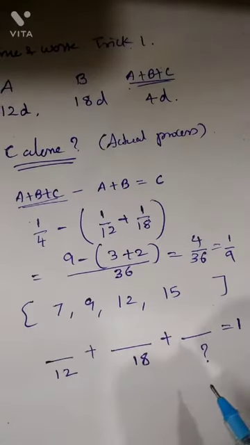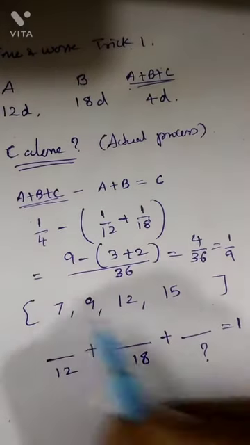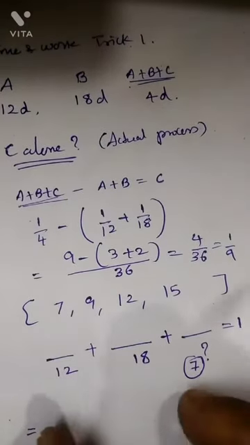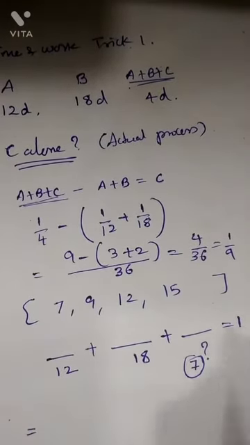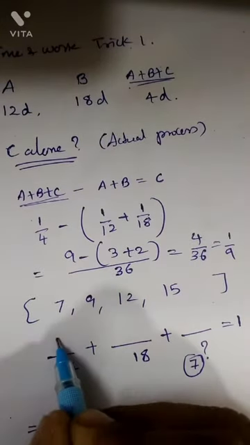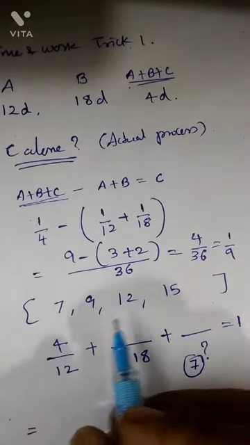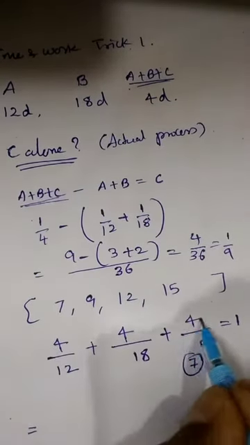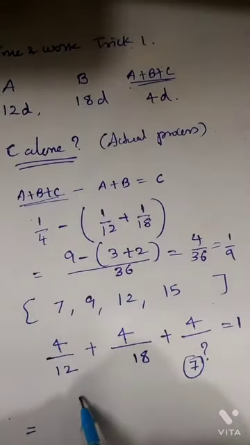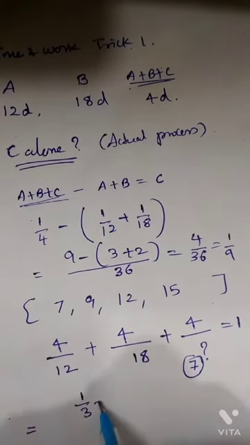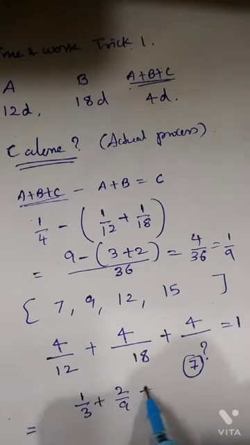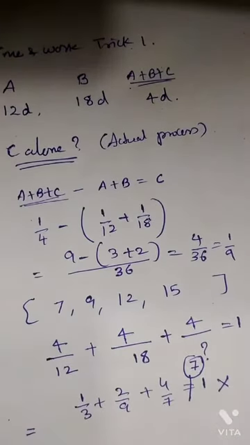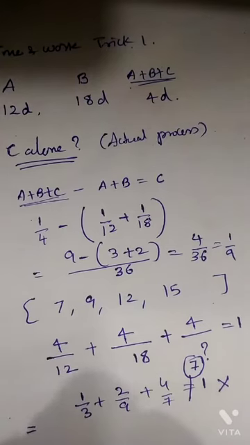So here, we'll go with options. Suppose C does the work in 7 days. Now LHS must be equal to RHS, 1 must be equal to 1. Now A has done 4 days' work because A plus B plus C can do it in 4 days. B has done 4 days, C has done 4 days. So the 3 together have done 4 by 12 plus 4 by 18 plus 4 by 7. This is absolutely not equal to 1. We can directly say it. So this is not the right option. Let us see the second one.